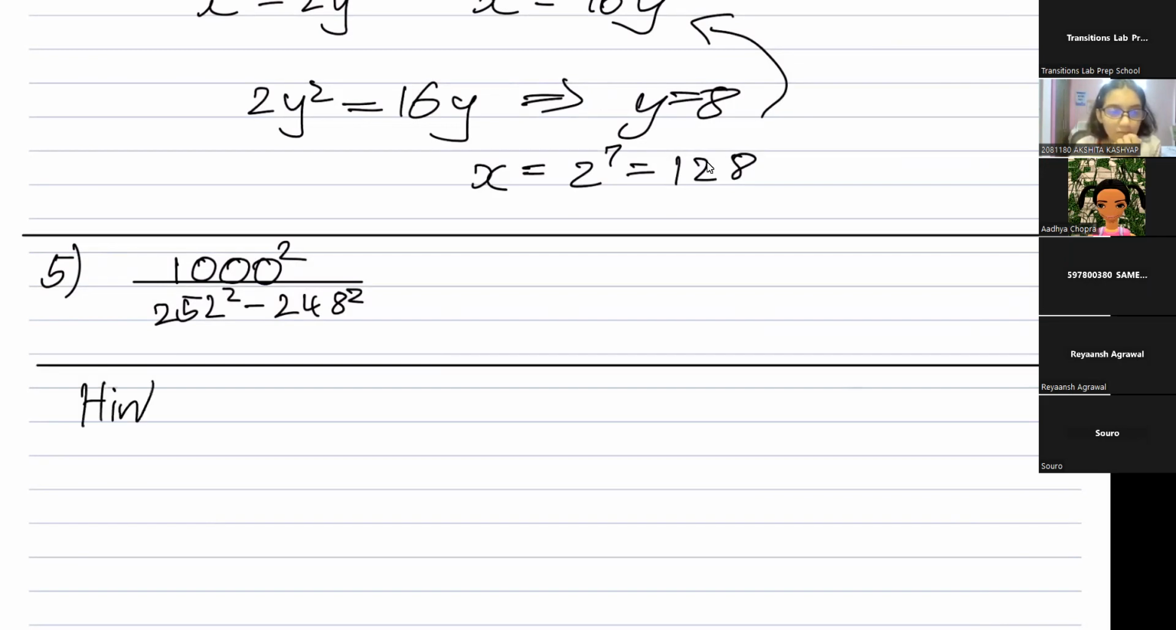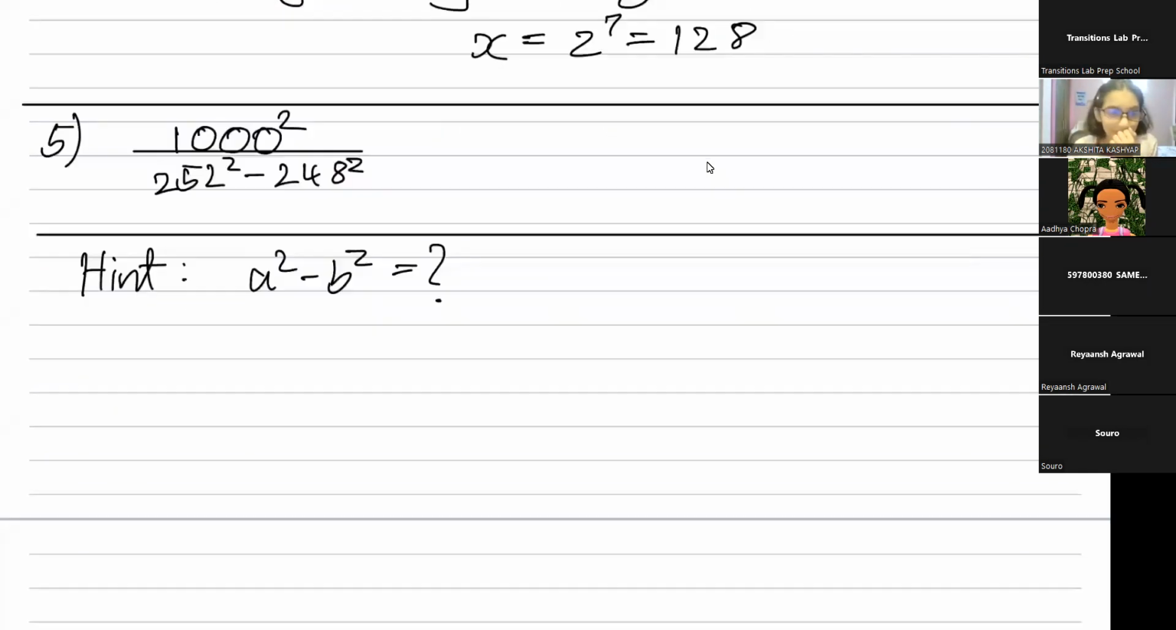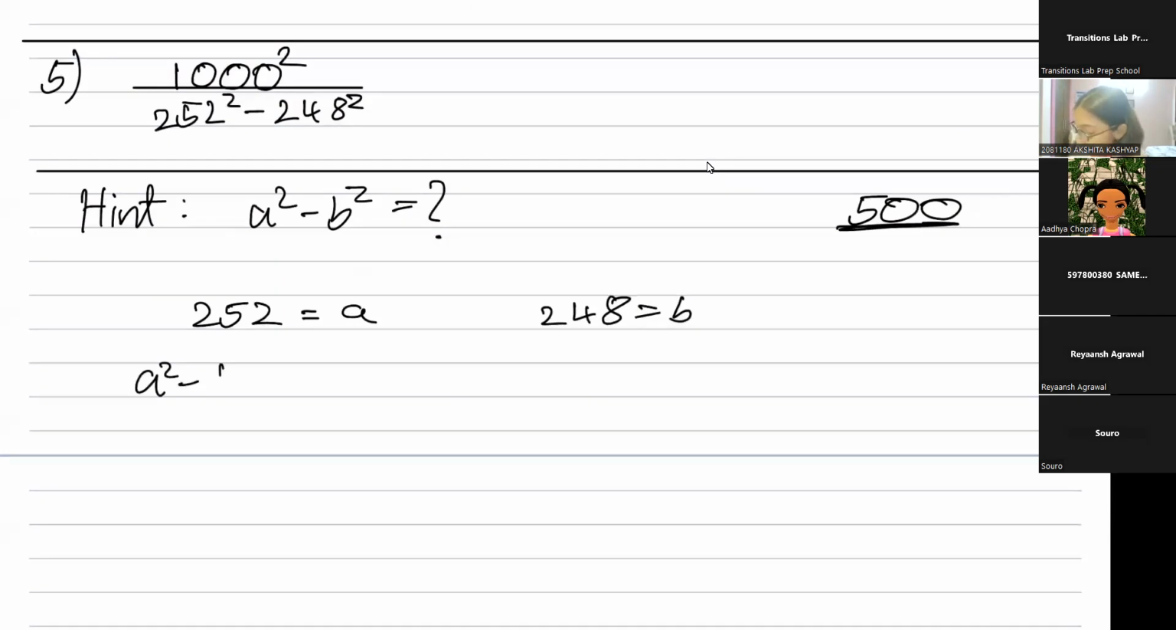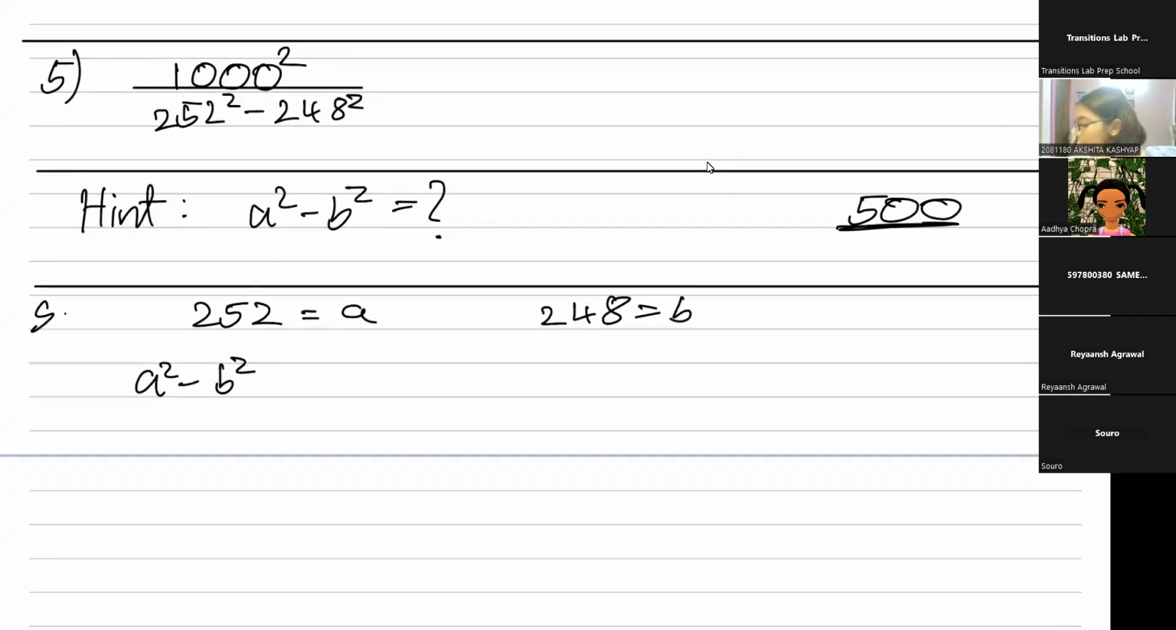So the hint is: a square minus b square equal to question mark. Yeah, everyone is getting the correct answer, which is 500. What is our a over here? What is b over here? 252 we can consider a, and 248 we'll consider equal to b. We have a square minus b square is equal to a plus b, a minus b.